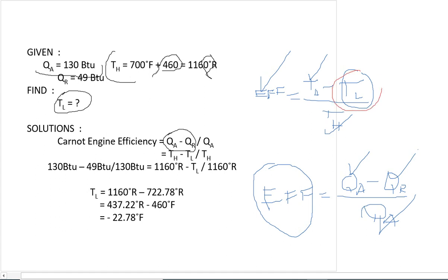Susolve na po si TL in terms of Rankine. Yan. Rankine na yan. Yan yung equation nyo. 130, dapat mayroon yan dito. Parenthesis. Okay, ito din po, mayroon. So, ayun. And the answer will be negative 22.78 Fahrenheit. Okay. Negative Fahrenheit.